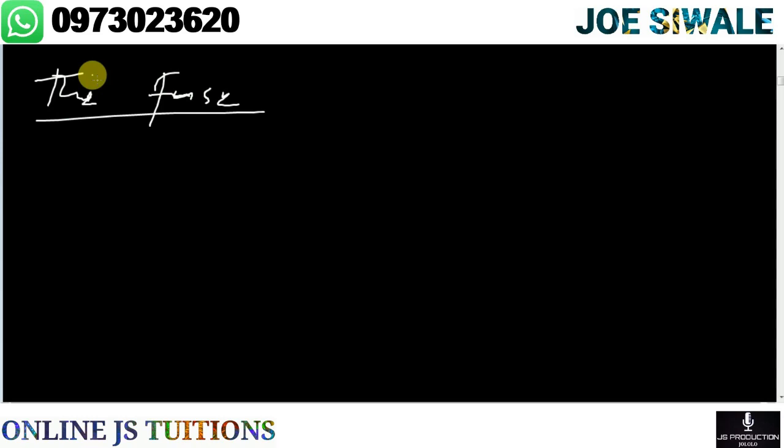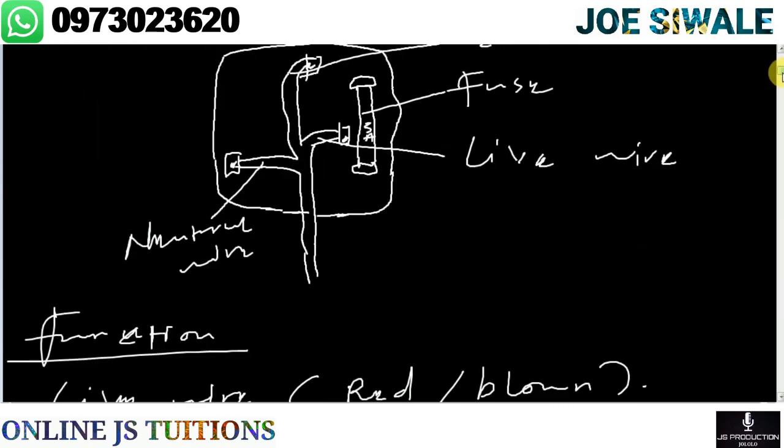From our drawing, we said it looks in this form. Then it is connected near the live wire here. That's where you can find the fuse. It consists of a chip or a wire which will melt when the current flowing through the electrical appliance exceeds a certain level. So that's the definition of the fuse.